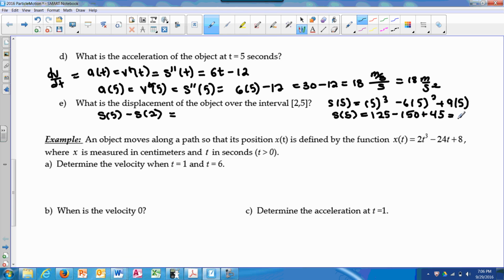3 times 4 is 12. 12 times 2 is 24. And we still have the plus 9. So overall, we end up with a negative 3. Remember, this is velocity. Velocity is measured in things like miles per hour, or in this case, meters per second. Now, the speed at time 2, remember, is the absolute value of the velocity at time 2. So it's the absolute value of that negative 3. So just 3 meters per second.